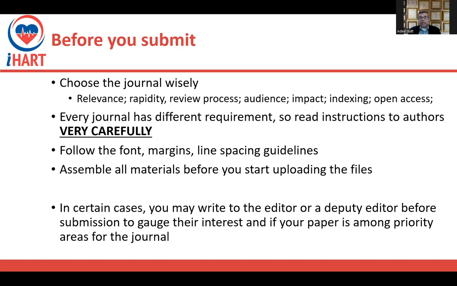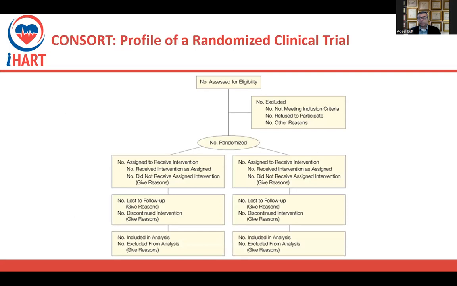That will save you a lot of time and effort going back and forth if you've assembled all materials before you even start the submission process. In certain cases, you may be able to write to the editor or a deputy editor before submission. This is to gauge their interest in the topic that you're studying. And if the paper is among priority areas for the journal, generally they will ask you to submit either an abstract or some information so that they can make that determination.